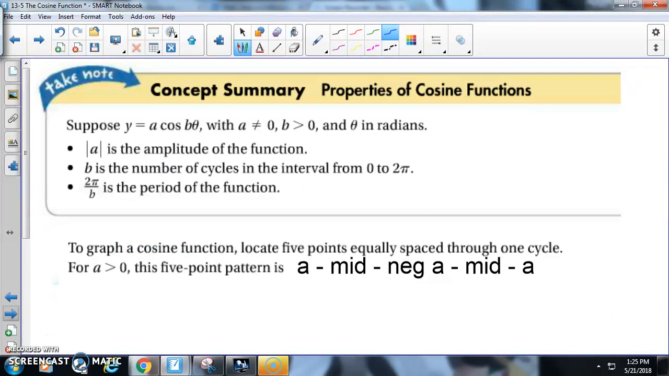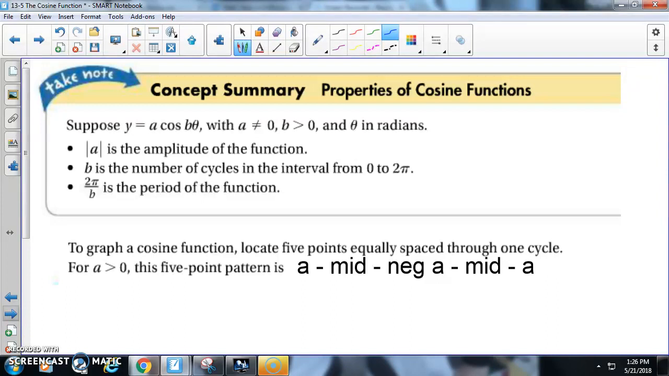So, the absolute value of A for y is equal to A cosine of B theta is our amplitude. B is the number of cycles from 0 to 2 pi. And 2 pi over B is the period of the function, just like it was for sine.